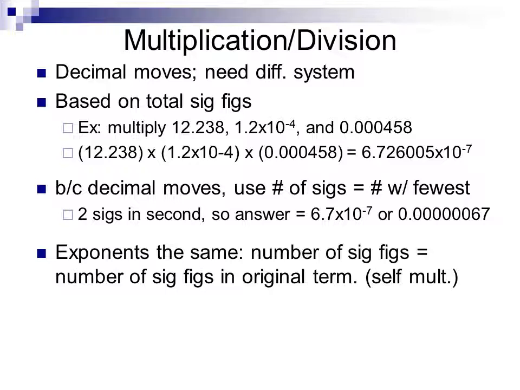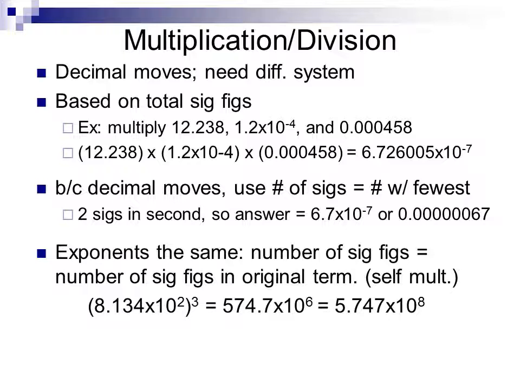Exponents follow the same rules. If we were to exponentiate a number, that's the same as doubling, or squaring, or cubing, or any other operation of that sort. Because we're going to be multiplying a number by itself, the number of significant figures in those exponentiations will be equal to the number of significant figures in the original term. So, for instance, if I take 8.134 times 10 to the negative 2 and I cube it, we wind up with a final solution of 5.747 times 10 to the 8. We still have four significant figures like we started with.